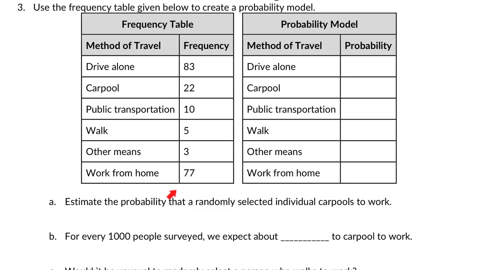First thing I need to know is how many total people were surveyed. Please add those up. The total should be 200. If I'm finding the probability of somebody driving alone to work, I'm going to do 83 over 200, as a decimal rounded to 3 decimal places. So what is 83 out of 200? 0.415.